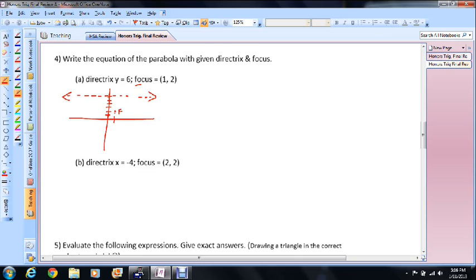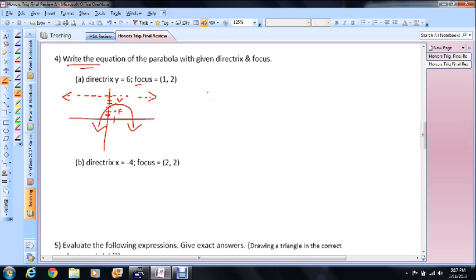So now what I do to find the vertex, because that's what I need in order to write the equation, is I take the distance between the focus and the directrix line, split it in half, and that's where my vertex is going to be. So if you count tick marks, we have 1, 2, 3, 4 spots. So that means the vertex is dead center at 2 spots. So what we have here is a parabola opening straight down.